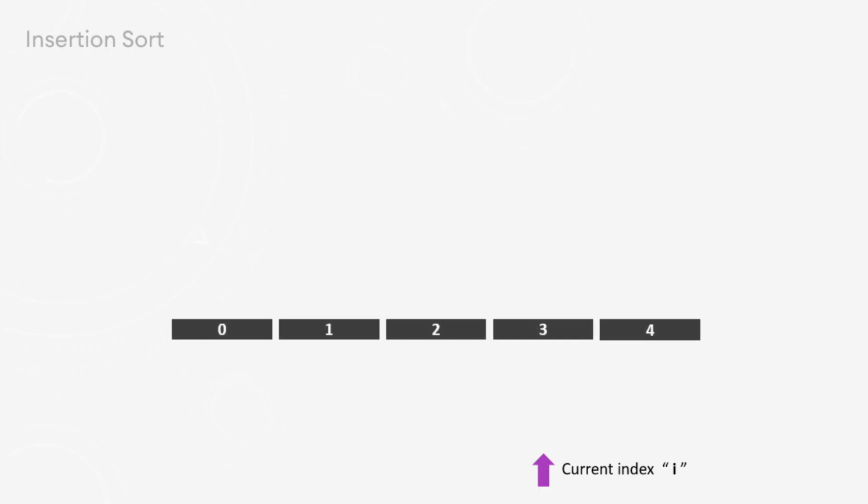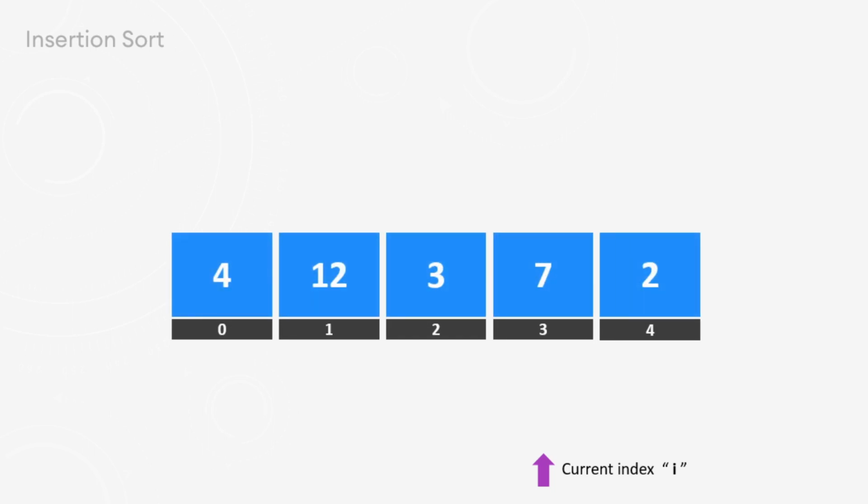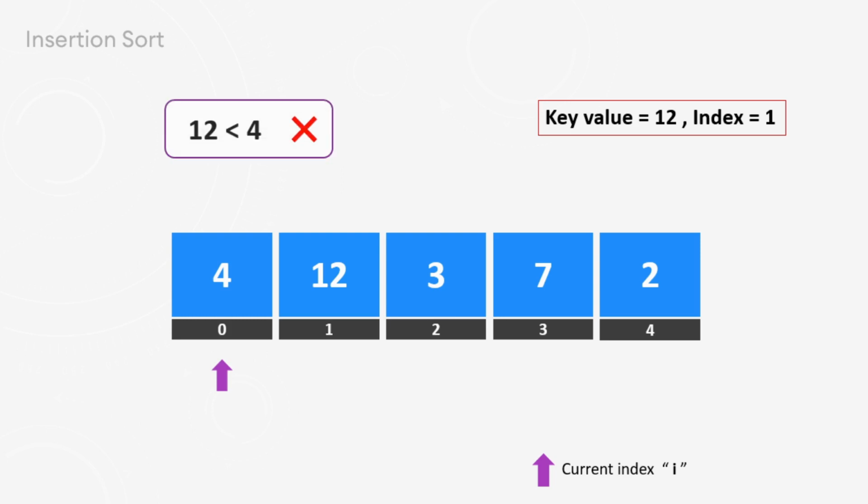Let us take an example. We have an array with 5 unsorted elements. Pick an element from index 1 and call it key. Start comparing the key value with the elements on the left while the key value is less than the element on the left. Take an index variable I to iterate towards the left and start comparing. If the key value is not smaller than the value at index I, the condition fails and we are going to insert the key element at I plus 1 position, that is here.